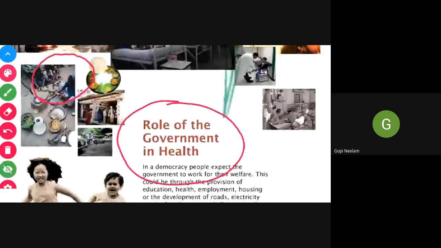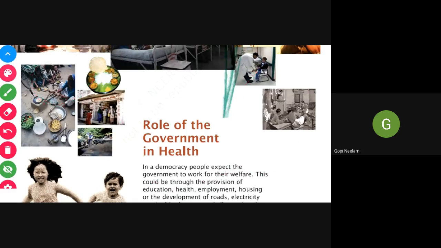So which government? We have state government, central government, and local government. There are three levels of government. Which government is it talking about specifically, and which government is mainly responsible for providing health, taking care of health, and monitoring health related issues? If you remember, in the very beginning of this chapter, we discussed that there are two kinds of lists: one for which the state government is responsible and one for the central government.